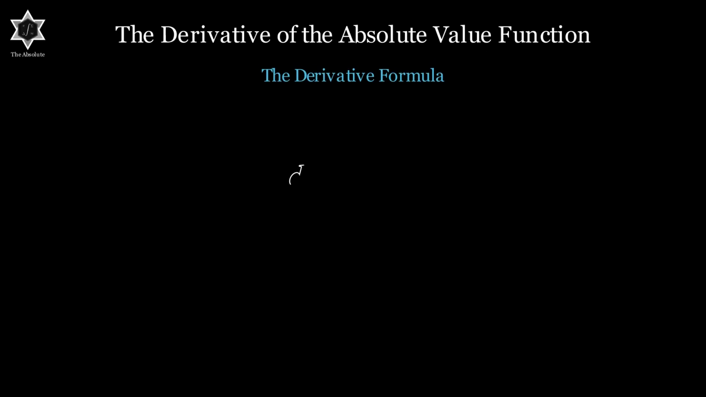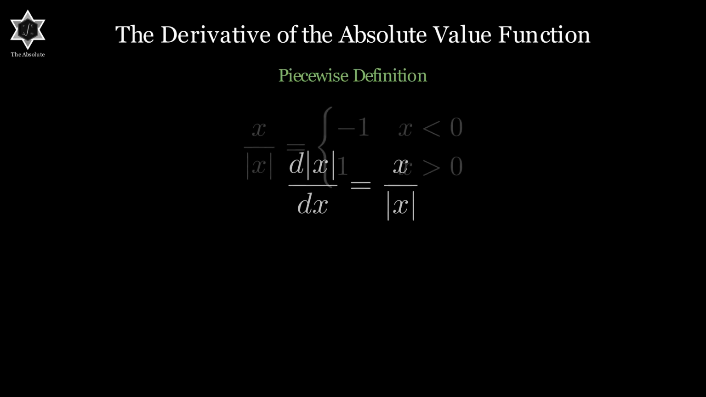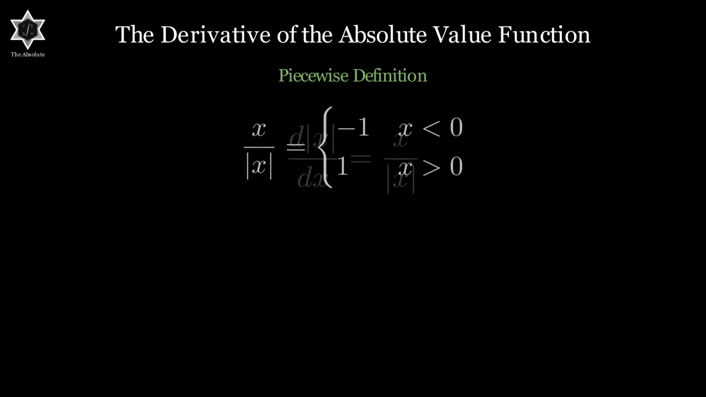Let's explore the derivative of the absolute value function. The derivative of the absolute value of x, with respect to x, is given by x divided by the absolute value of x. This expression can also be written in piecewise form. It equals -1 whenever x is less than 0, and +1 whenever x is greater than 0.